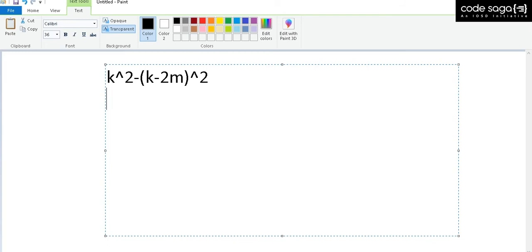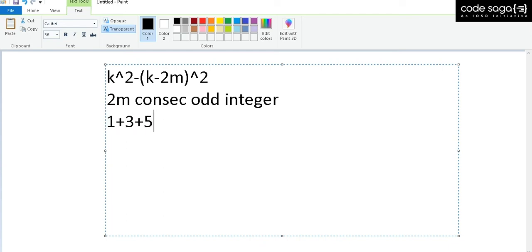So what this proves is that 2m consecutive odd integers are left in k square. For example, for 6 square minus 2 square, it will be 1 plus 3, so 4 numbers are left, since the difference between 6 and 2 is 4. So 4 consecutive odd integers are left.